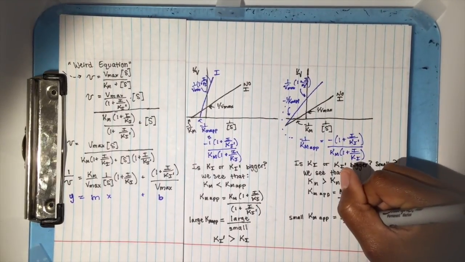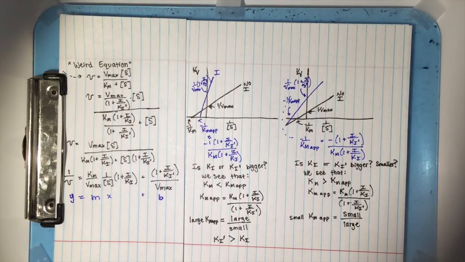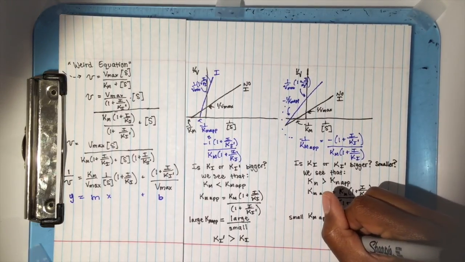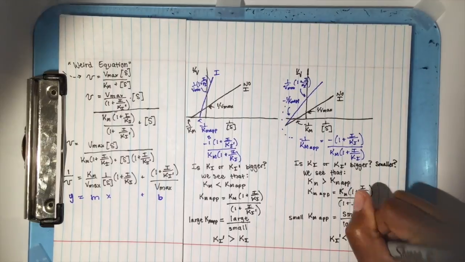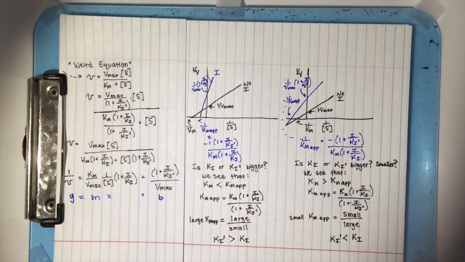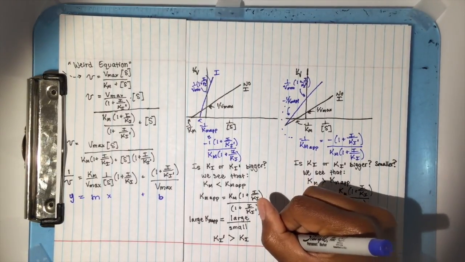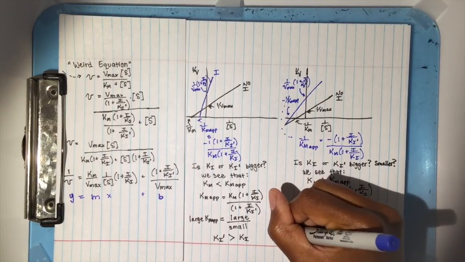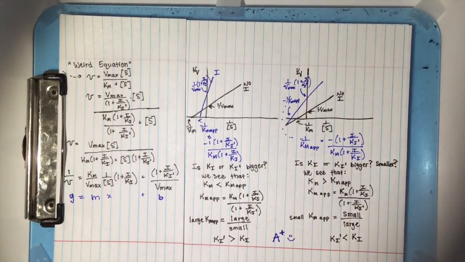which means that you have to have small over large. And the only way that that happens is if the numerator is small, so Ki must be large, and the denominator is large, so Ki prime must be small. So Ki prime is less than Ki. Alright, so good job, you got through.